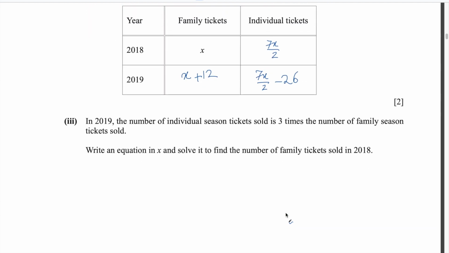It says in 2019 the number of individual season tickets sold is 3 times the family tickets. So individual tickets, which is 7X over 2 minus 26, is equal to 3 times the family tickets in 2019, so X plus 12. Then it says write an equation in X and solve it in order to find the number of family tickets sold in 2018, which is X.